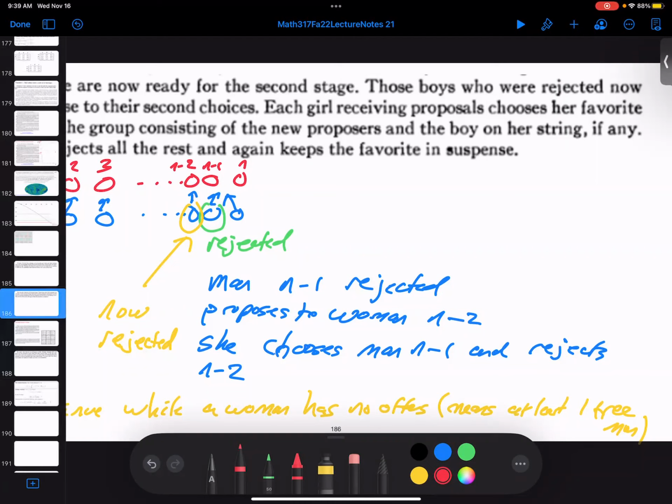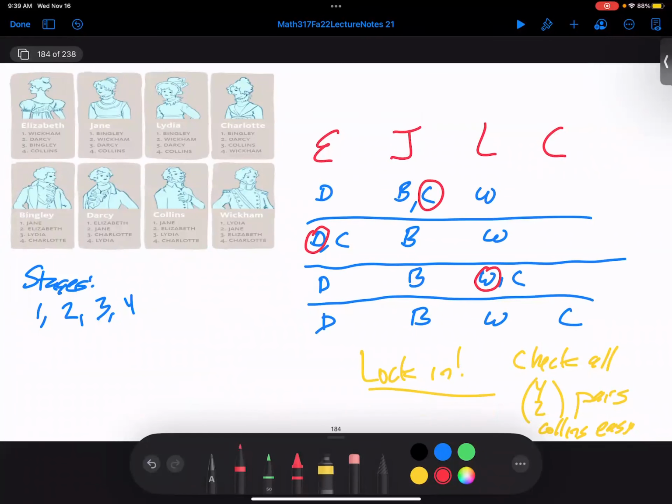When we did it with the characters from Pride and Prejudice, how many stages did it take? It took 4. Now, if you look at n squared minus 2n plus 2, if n equals 4, that's going to give us 16 minus 8 is 8, so that gives us 10. Did I do it right? Yeah, you did. You never trust a mathematician to do algebra on the blackboard. That's why I use the iPad.